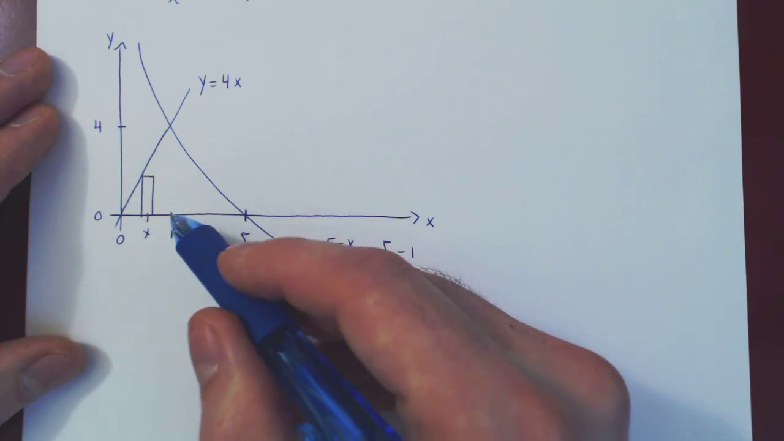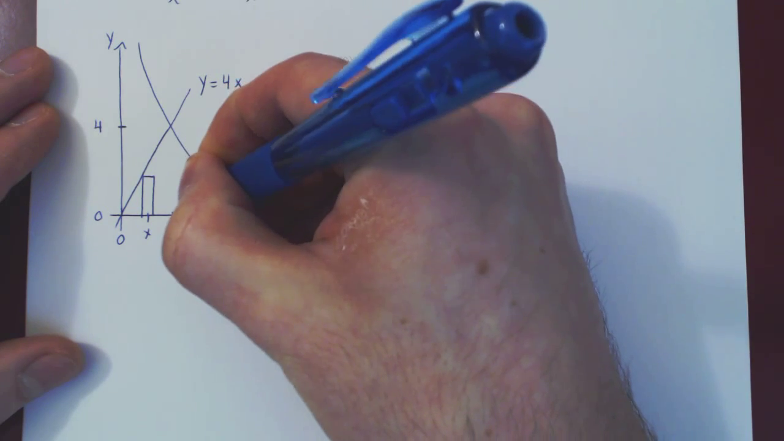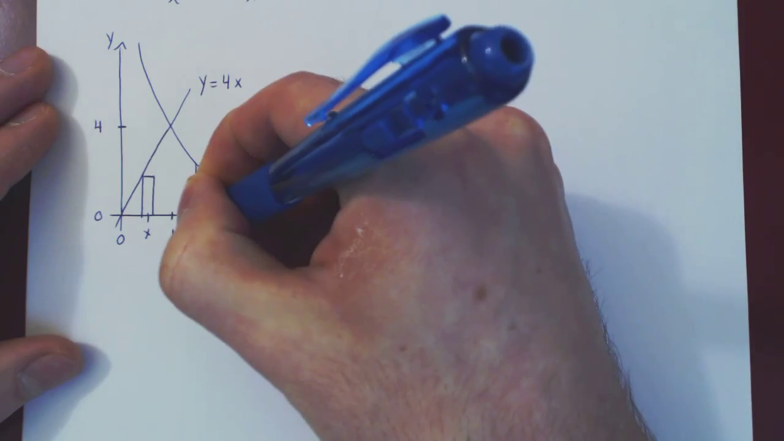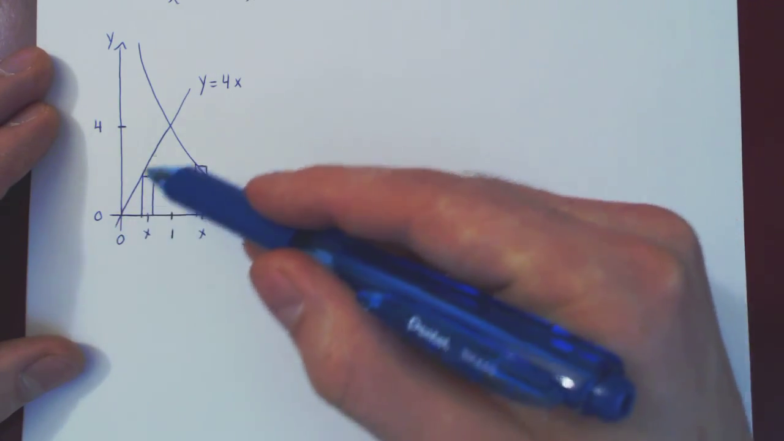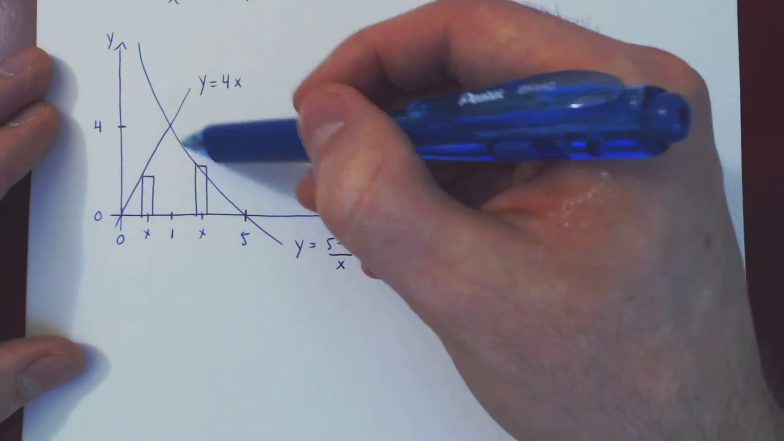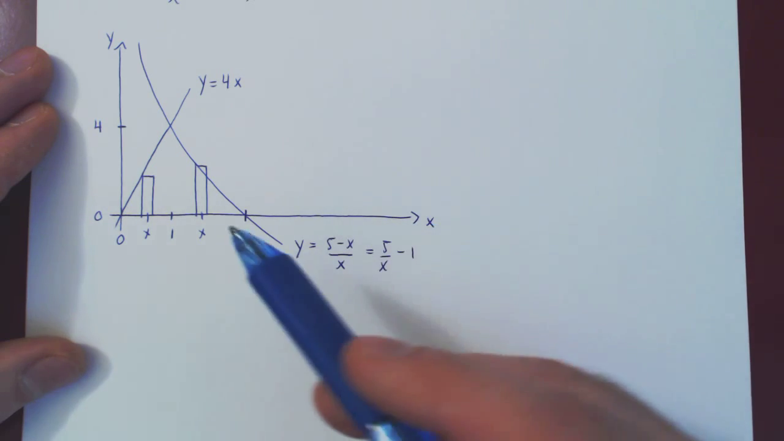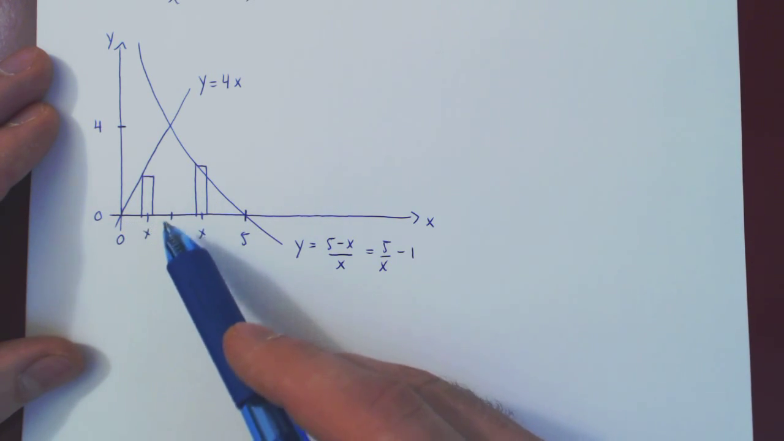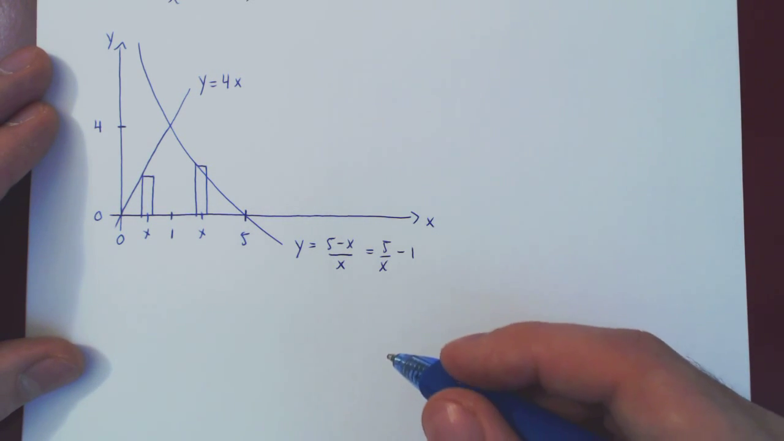But if you draw a rectangle between 1 and 5, say here, again the position is at x, but now the height of the rectangle is no longer the y value on the line, but the y value on this other function. So we'll have different expressions depending on if we are between 0 and 1 and 1 and 5. This will mean we'll have two different integrals.